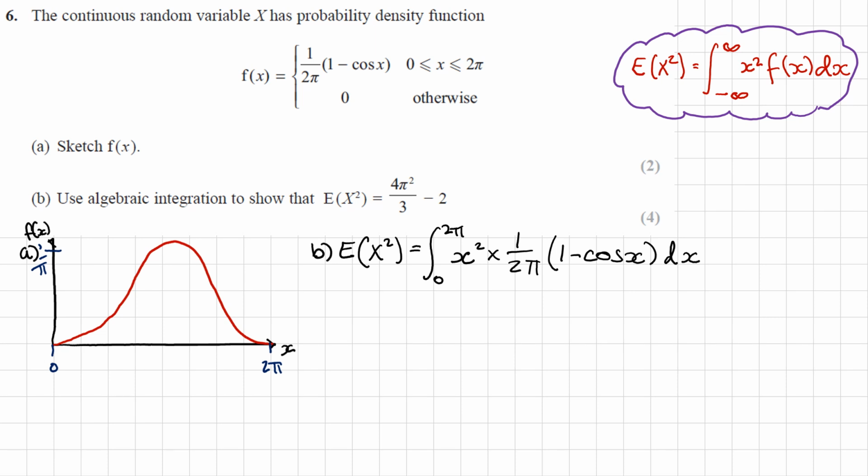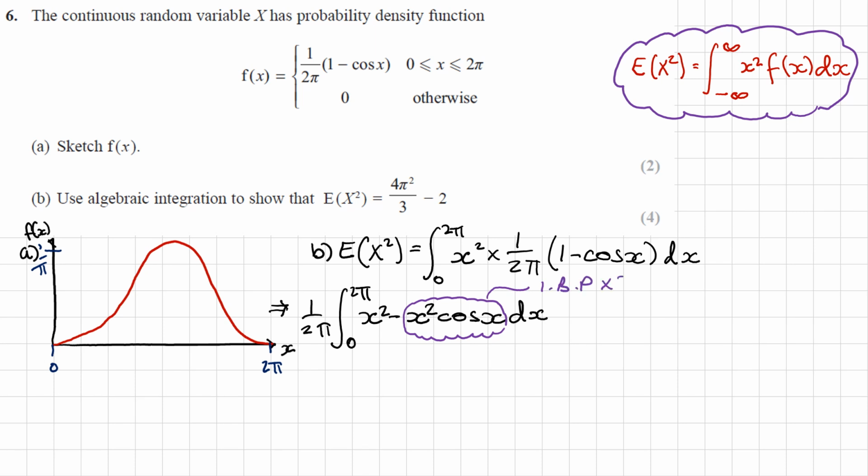Right, so first thing I'm going to do is I'm going to bring the constant over. So I'll have 1 over 2 pi in front of the integration sign, and then 0 to 2 pi. And if I then expand the brackets of what I've got left, that'll be x squared minus x squared cos x dx. Now, to do this part here, I need to do integration by parts twice.